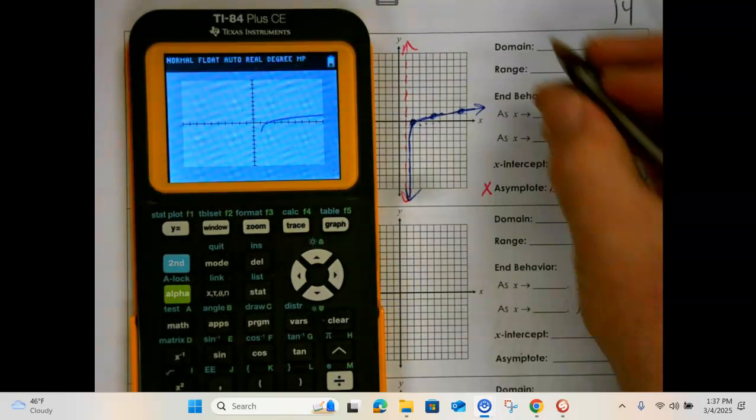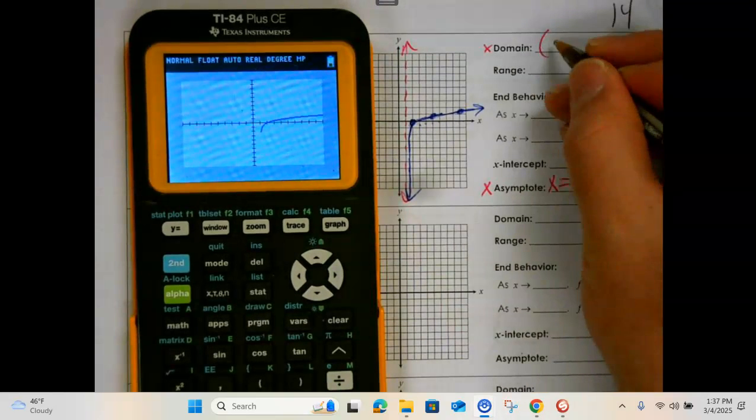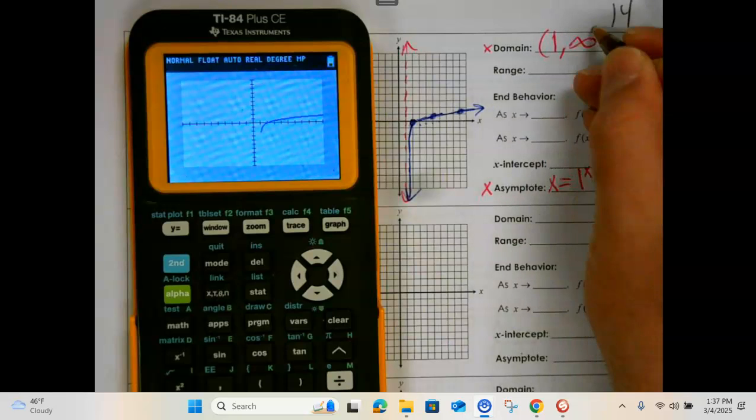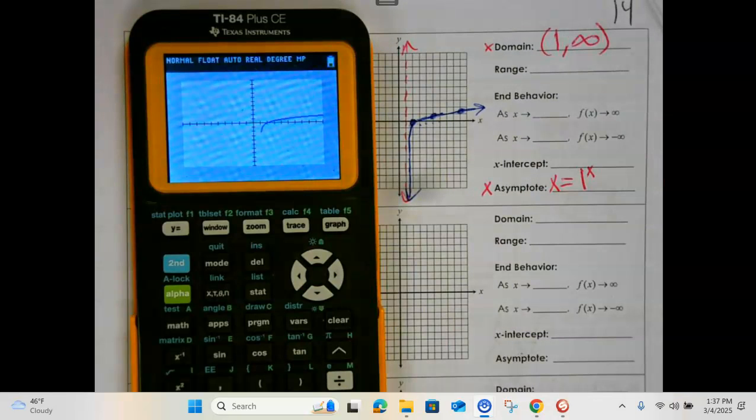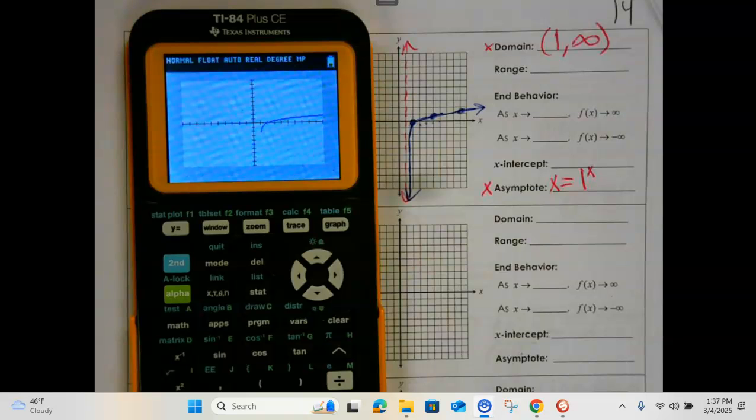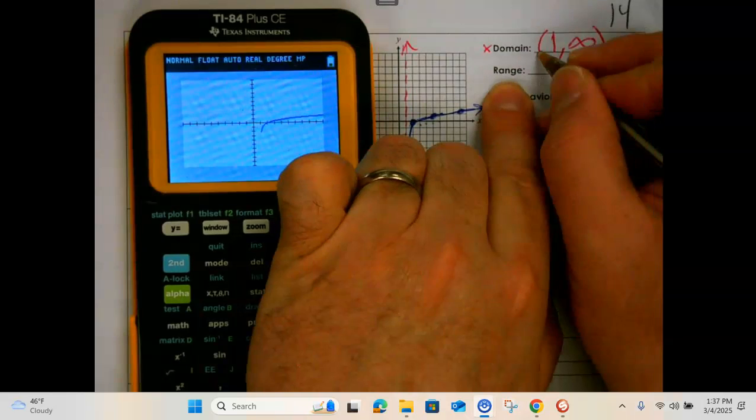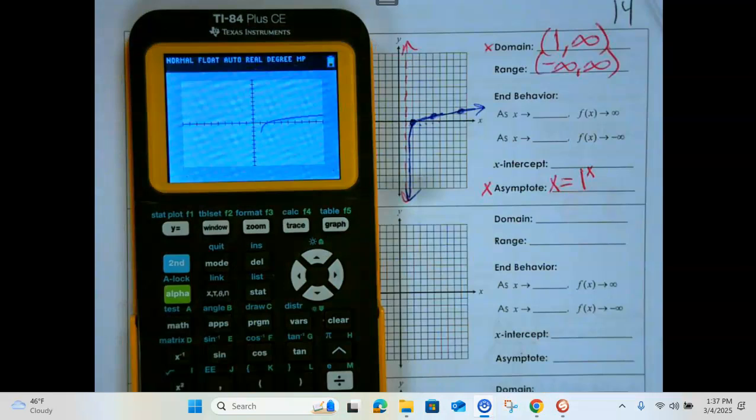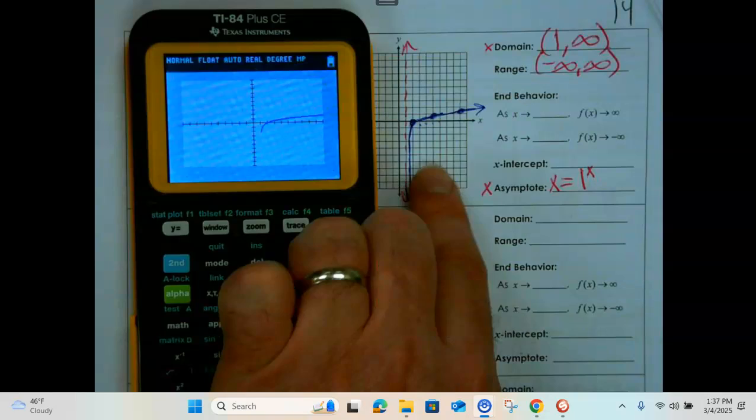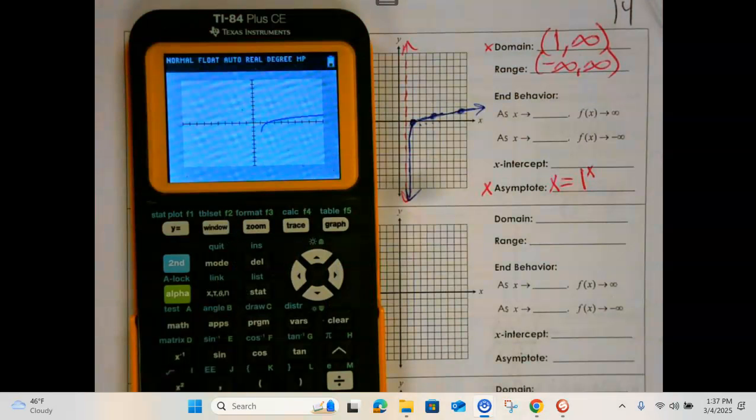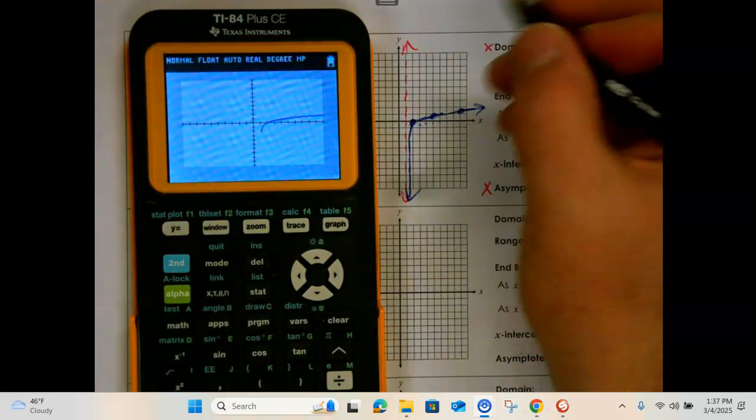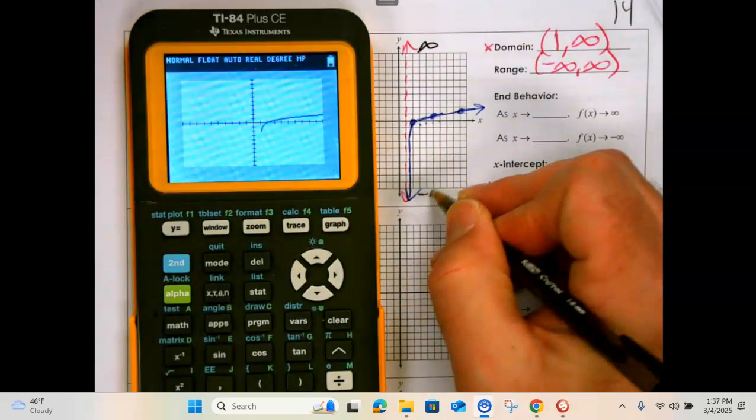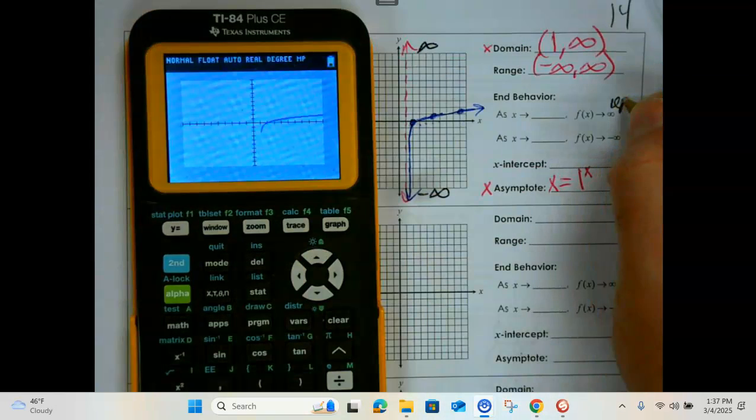Asymptote is x equals 1. Domain is x from 1 to infinity. Or all reals. Well, no, I don't want to do that with this. That would get kookier. We better stick with this. Range every time on a logarithm: I'm going down forever, and I'm very slowly going up forever. Up and down.